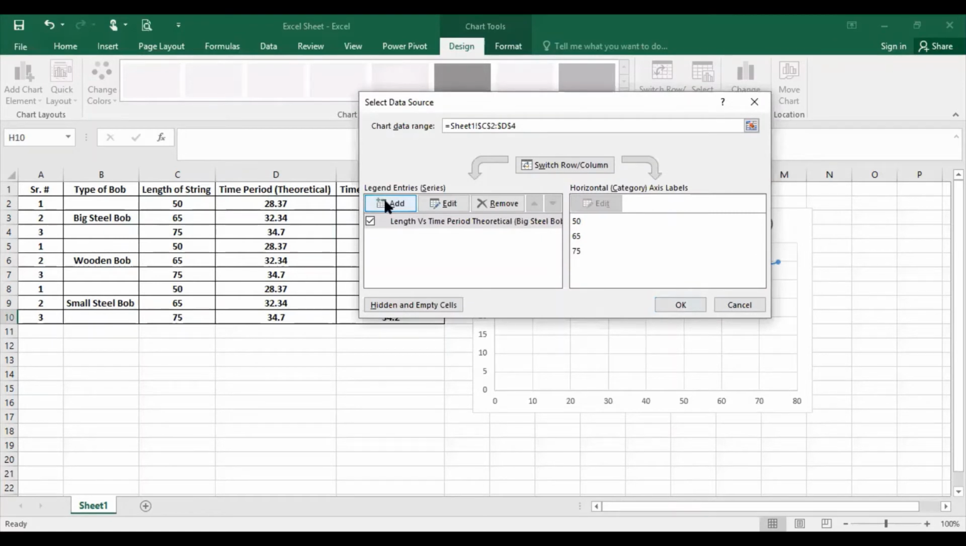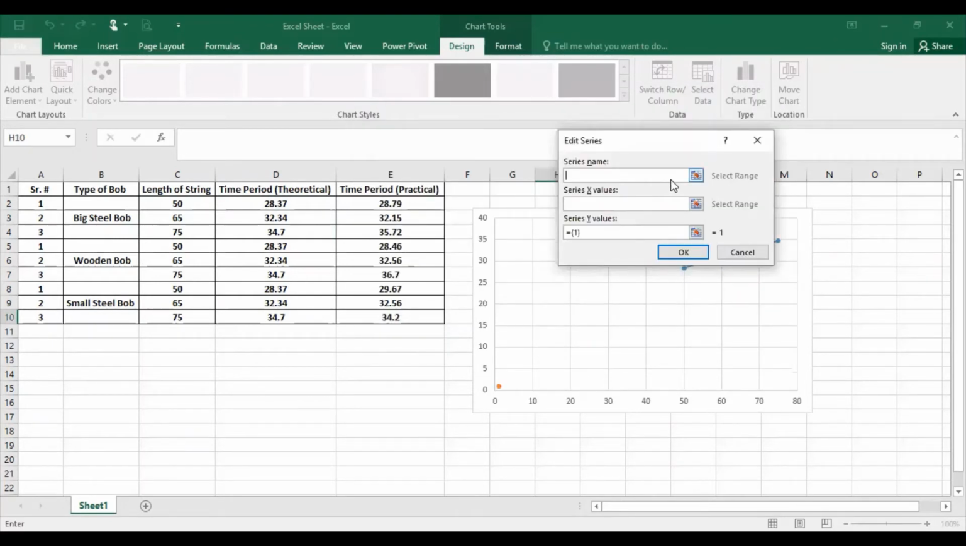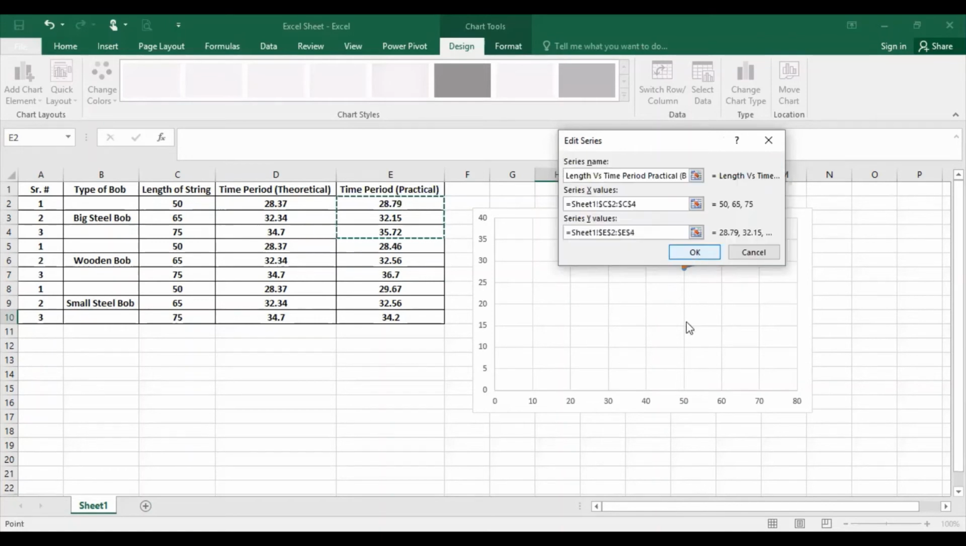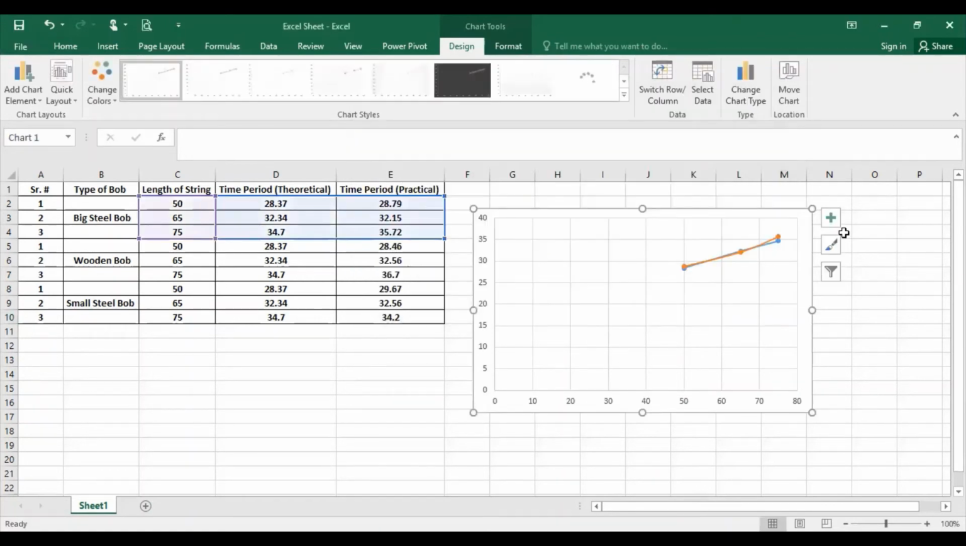Now I am going to add the same thing here, length versus time period, practical, or you can say experimental. And this is again for the big steel bob. X values should be the length of the string, and Y values will be the practical time period results. It's done. It is coming out to be the nearest values.